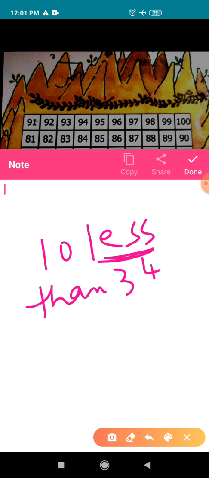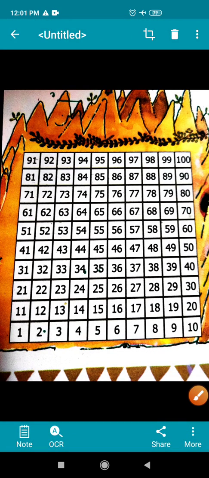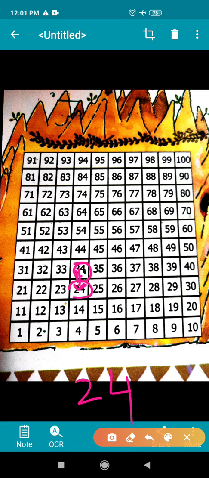Okay. Now let us see the grid. This is 34. Right. 10 less. Then what you have to do? You have to move 1 step down. Okay. On which square have you reached? 24. So its answer will be 24.